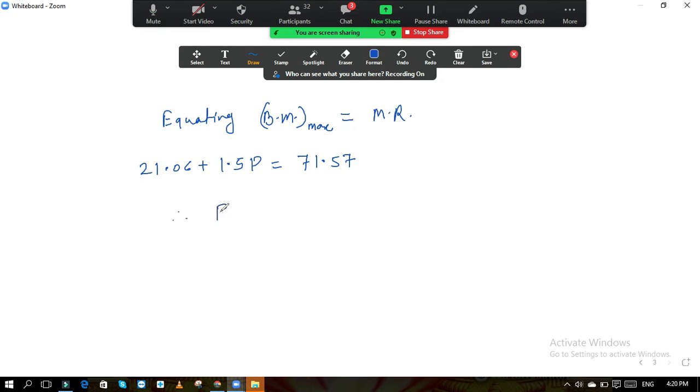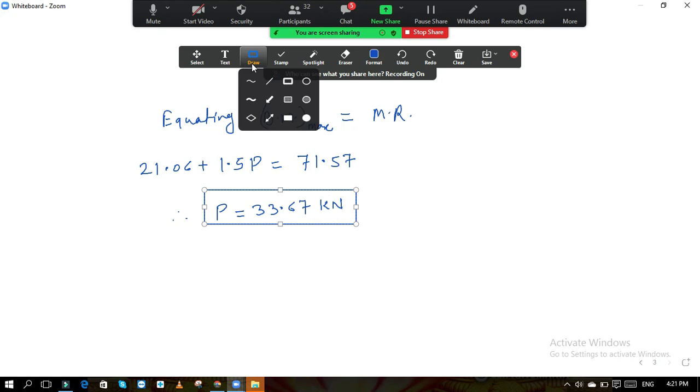Therefore, now calculate the value of P. What is the concentrated load? 33.67 kilonewton. So this is your final answer. Okay, so all the varieties of the moment of resistance problem are over. So in the next lecture we will take one design problem.